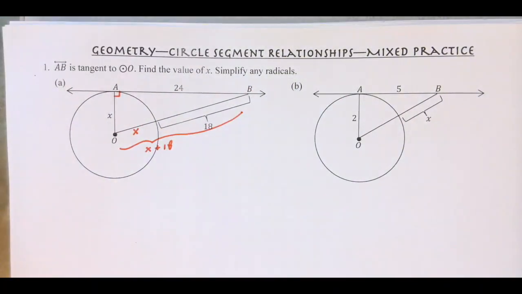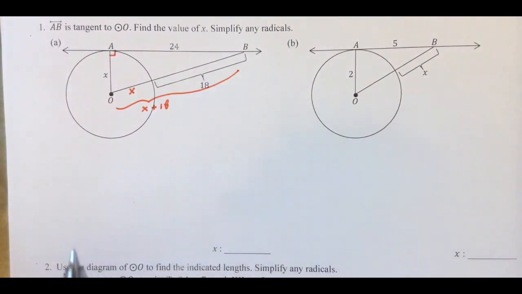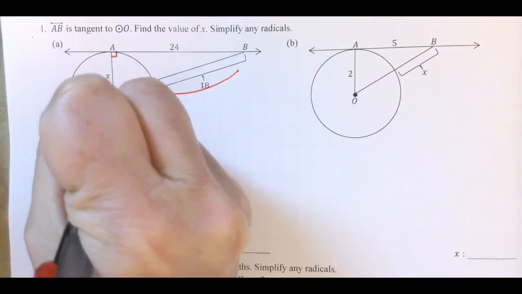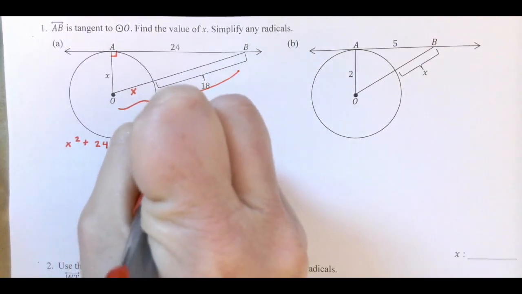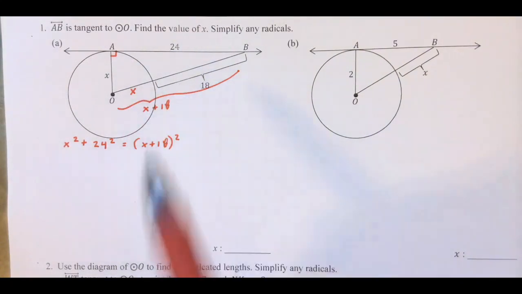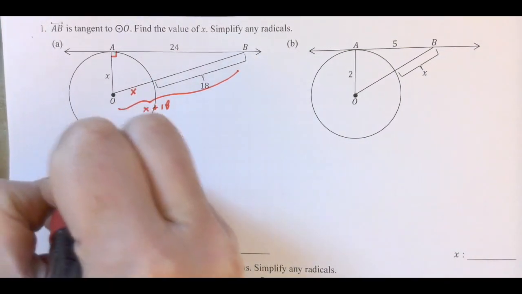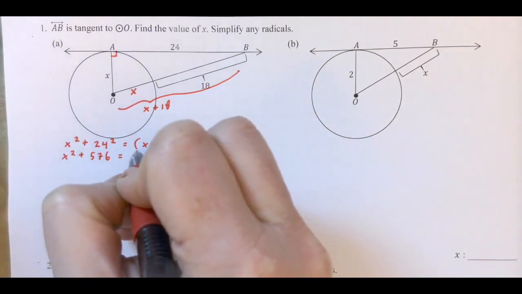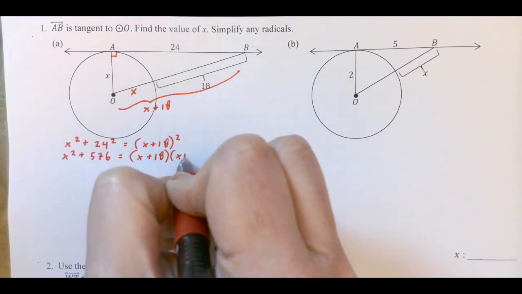Okay, and then to find X, I can really just use Pythagorean theorem. So I know that X squared plus 24 squared is equal to X plus 18 as a quantity squared, right? A squared plus B squared equals C squared, classic Pythagorean theorem. So now I have X squared plus 576 equals X plus 18 times itself.